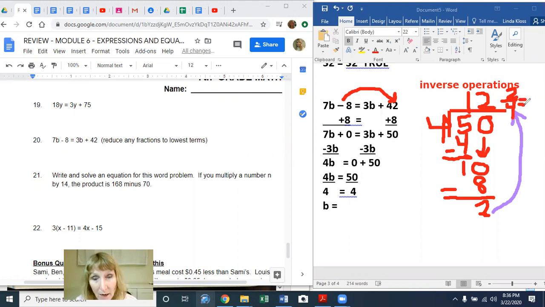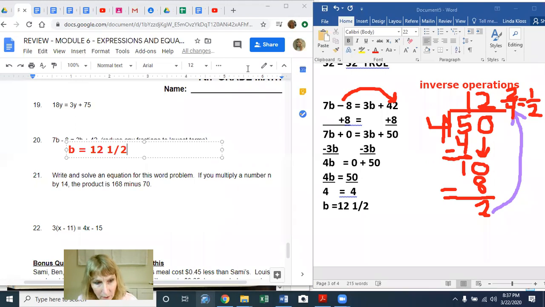But we don't want to leave it as 2/4 because 2/4 can be reduced to what? What can you divide the top and the bottom by? 2. So 2 divided by 2 is 1. 4 divided by 2 is 2. So the answer for B is 12 and 1/2. So let's put that in over here. B is equal to 12 and 1/2.